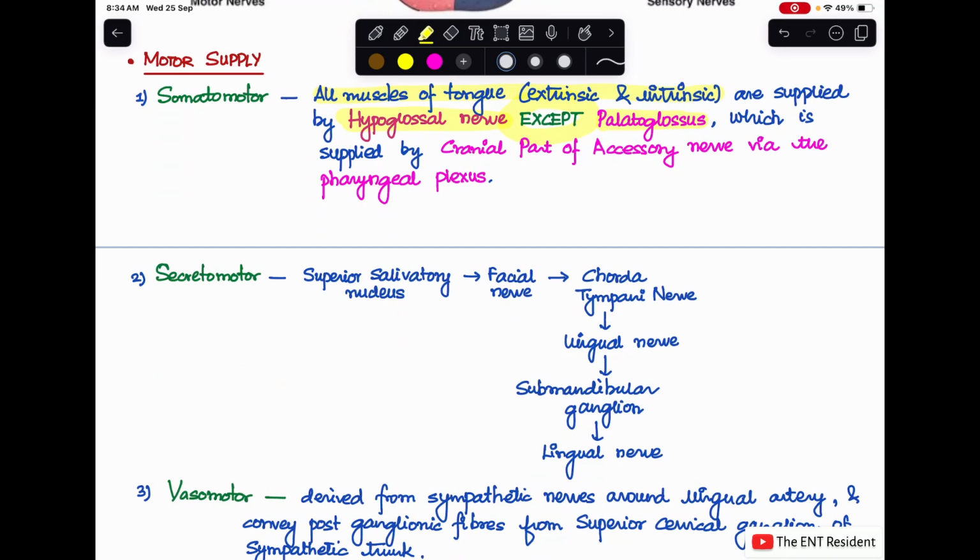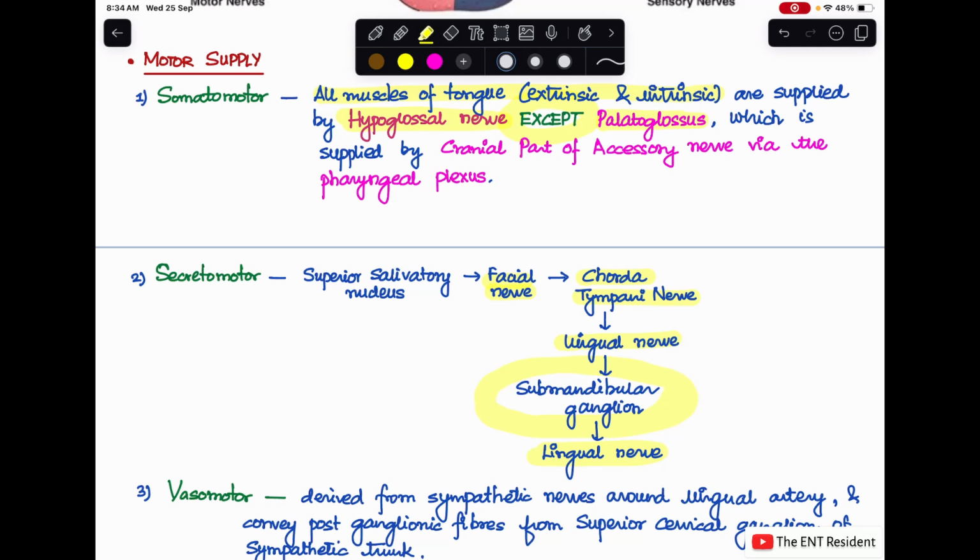So the secretomotor supply starts from the superior salivatory nucleus. Then it travels via the facial nerve, then next branches out to the chorda tympani nerve, to the lingual nerve, which then relays in the submandibular ganglion. And after relaying in the submandibular ganglion, the postganglionic fibers are supplied by the lingual nerve. So, this is the secretomotor supply of the tongue.